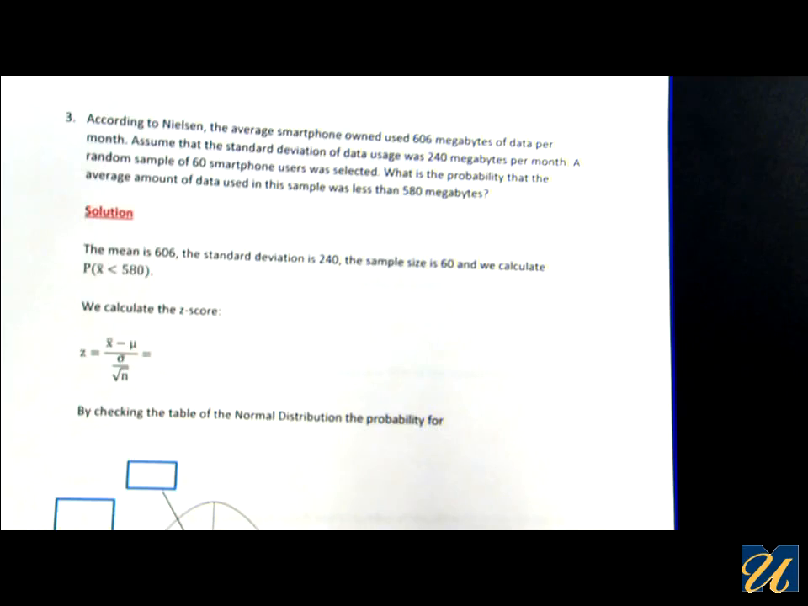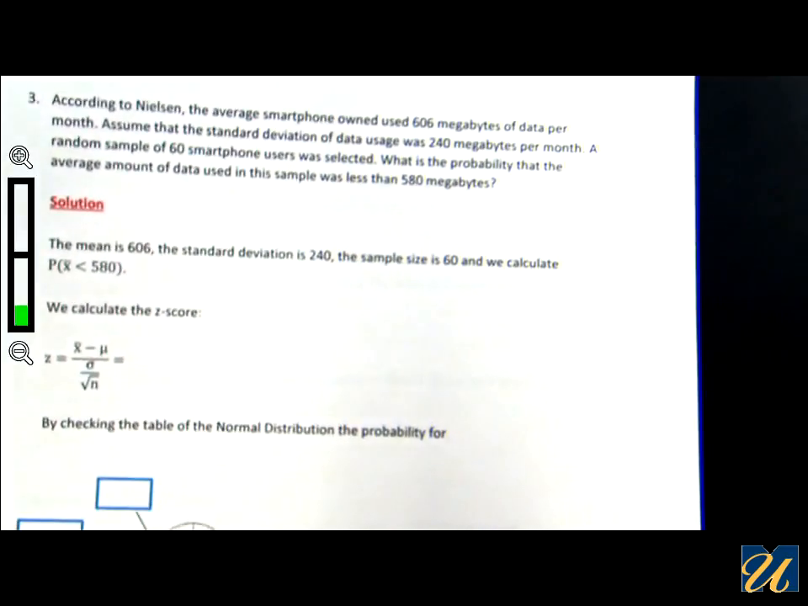Now, for problem 3, according to Nielsen, the average smartphone owner used 606 megabytes of data per month. Assume that the standard deviation of data usage was 240 megabytes per month. A random sample of 60 smartphone users was selected. What is the probability that the average amount of data used in this sample was less than 580 megabytes? So, the mean is 606, the standard deviation is 240, the sample size is 60. We calculate the probability of x bar to be less than 580.